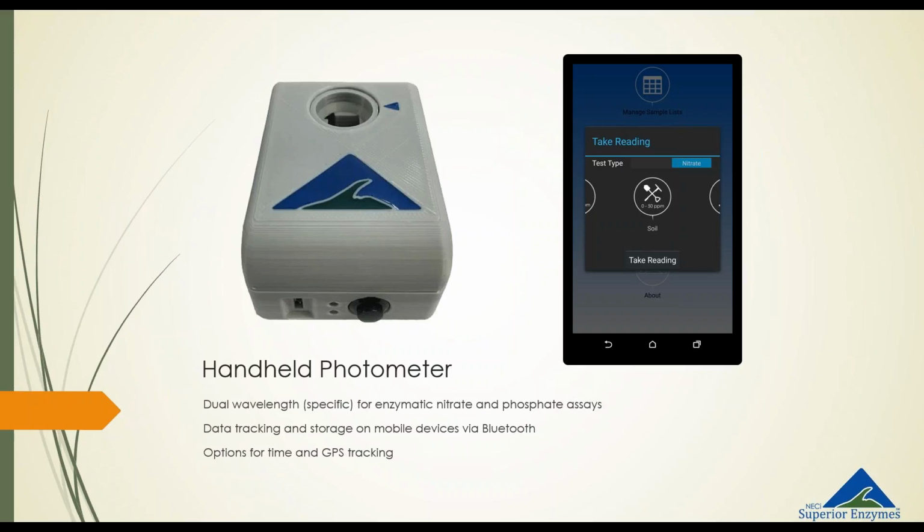This accepts a standard 1 ml cuvette, with flat sides, and this increases accuracy when compared to other commercially available photometers, which use either large volumes or round vials. In the app, there are also options for time and GPS tracking, and these interface with each other via Bluetooth, so you don't have to connect them through any cords. You can take this device anywhere, and it has a pretty long battery life, so you can analyze your results on site in the field.